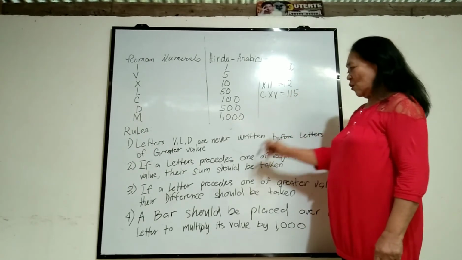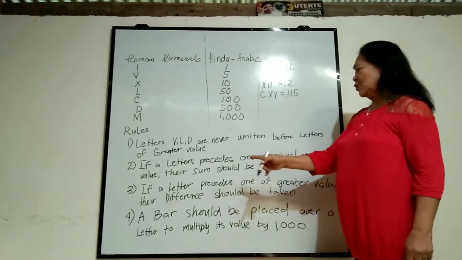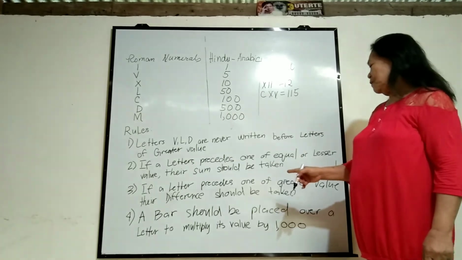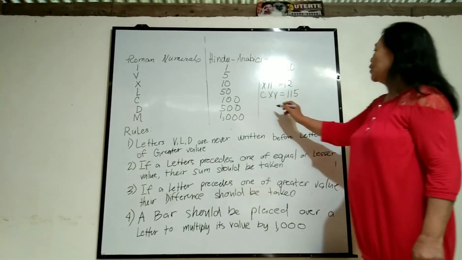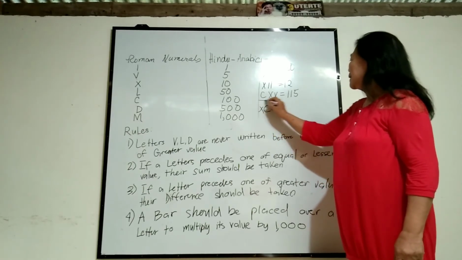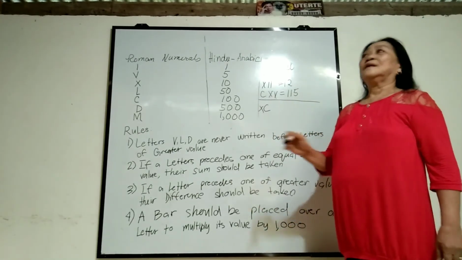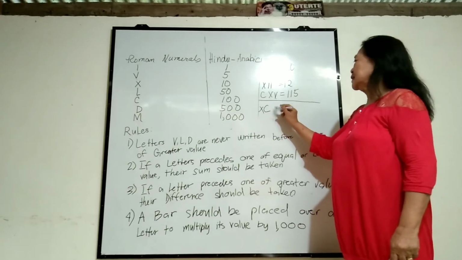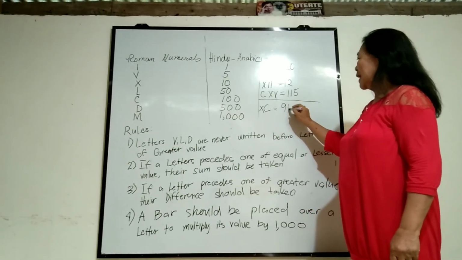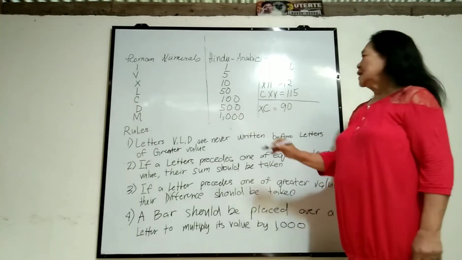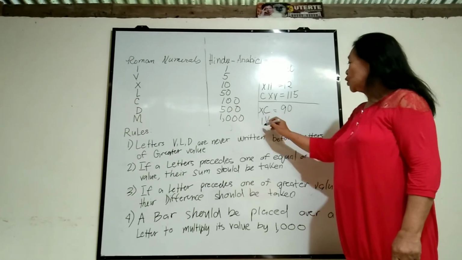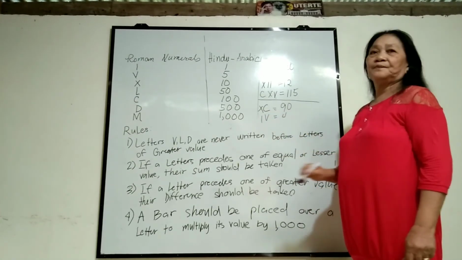115. Now, number 3, if a letter precedes one of greater value, the difference should be taken. So if you have here C, then you have your X, you are going to get the difference. So this is 100 minus 10, this is only 90. And if you have I, V, so this is 5 minus 1, this is 4.